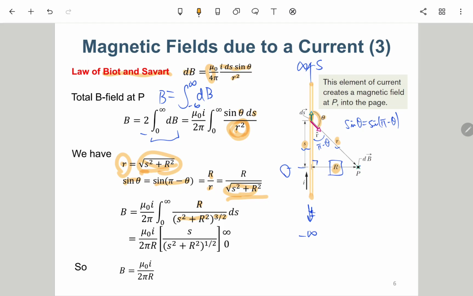And then R is a constant. Okay, it's a constant, so we regard it as a constant, and then ds. So only this one is the variable, related to the dummy variable. So actually we can do the integration. Actually, the integration will be like this: s over R squared times the square root of s squared plus capital R squared.